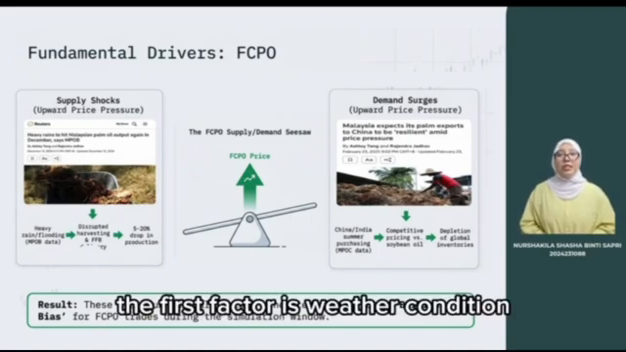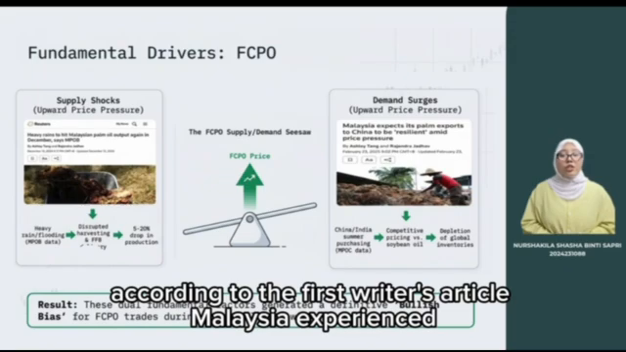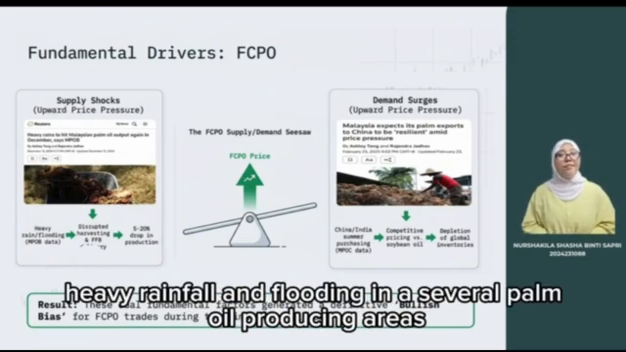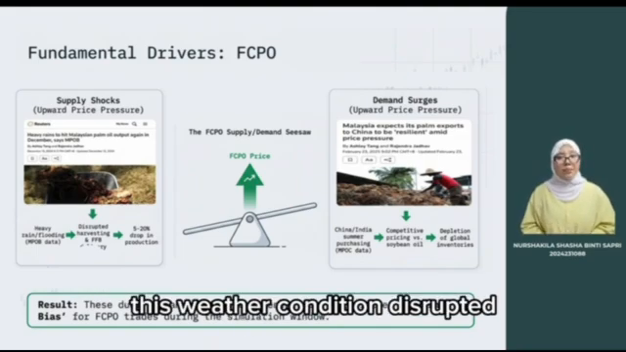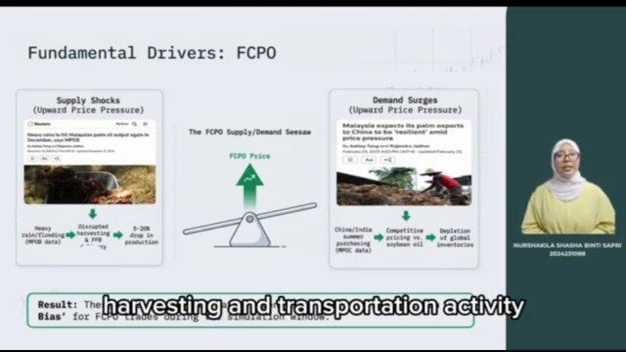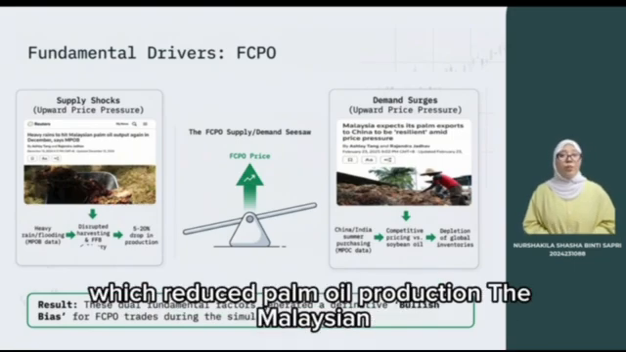The first factor is weather condition. According to the first Reuters article, Malaysia experienced heavy rainfall and flooding in several palm oil producing areas. This weather condition disrupted harvesting and transportation activity, which reduced palm oil production.